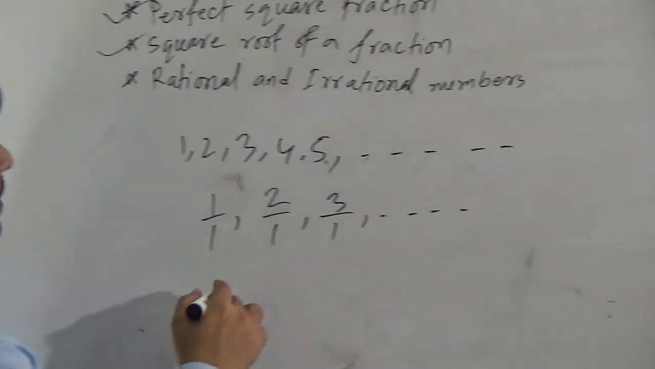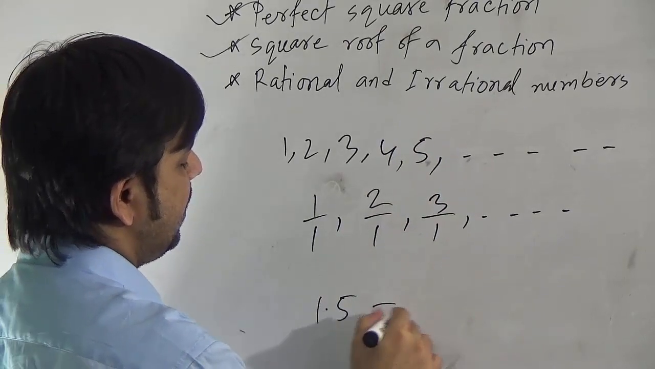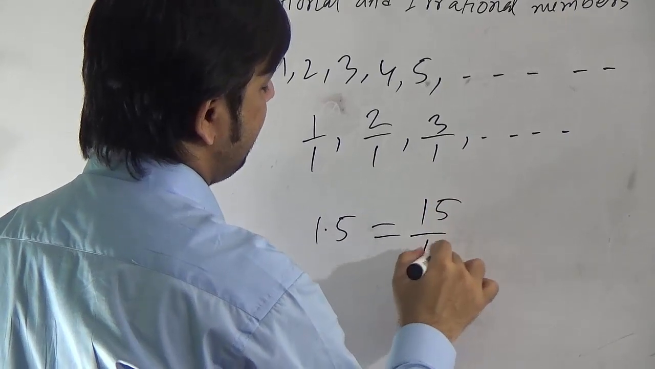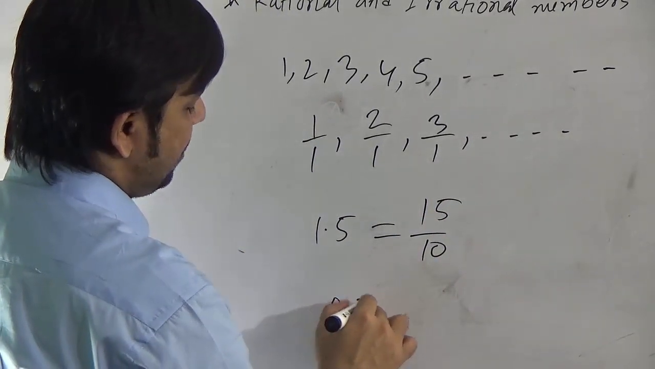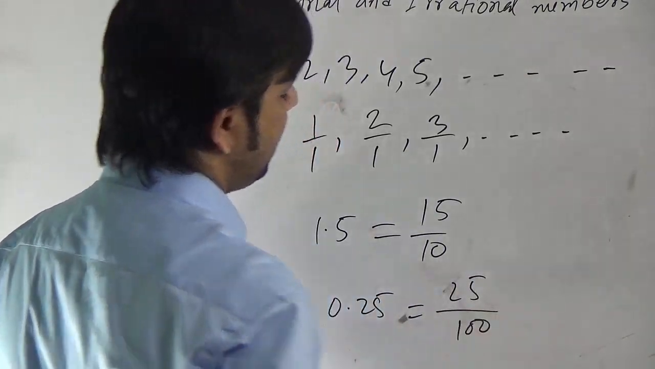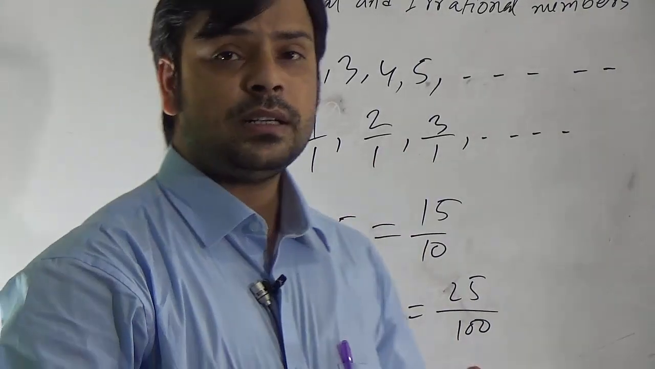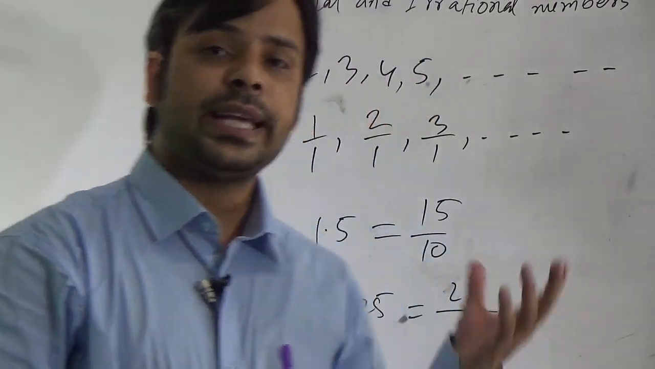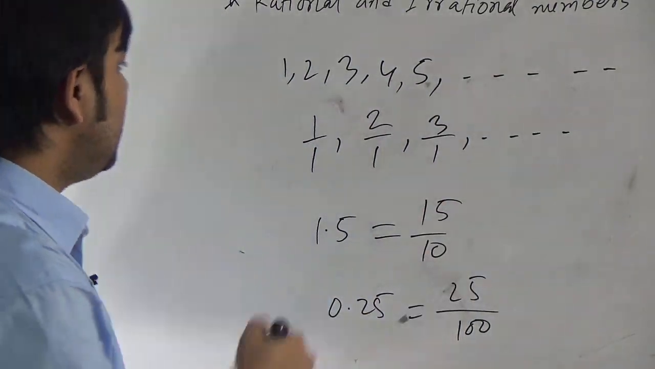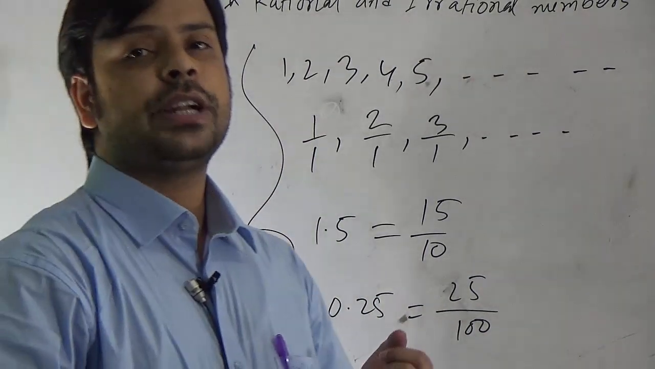And you have seen some decimal numbers. If you consider 1.5, this decimal number we can express as 15 by 10. If it is 0.25, we can express this as 25 by 100. It means that the number which we can express as a fraction is known as a rational number. So these numbers are rational numbers.